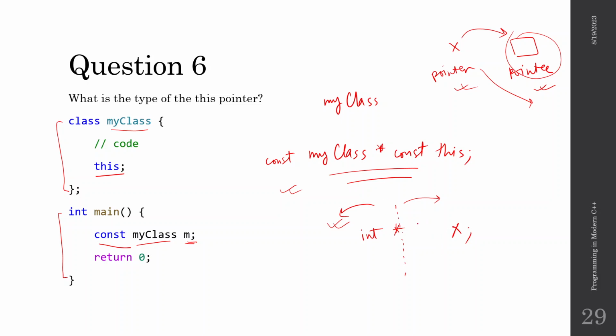You can also have both. You can have none also. If you write const on both sides, then it means that the pointer always has to point to the same location, and whatever it's pointing to also cannot change.